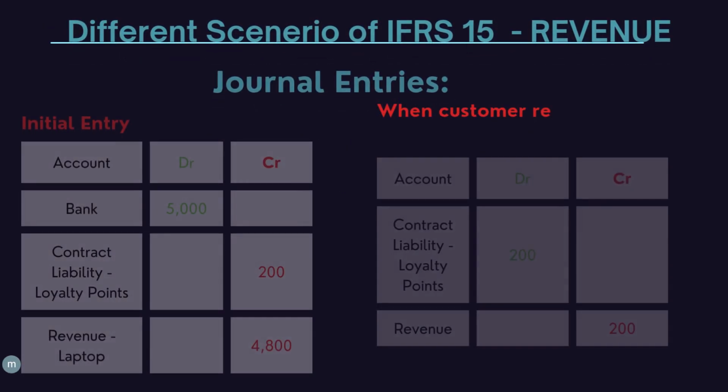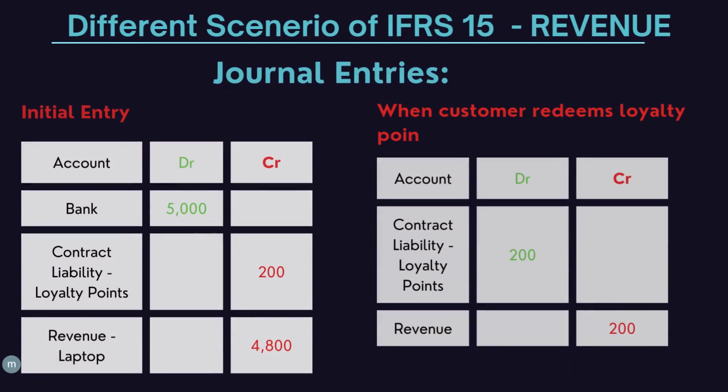So here is the catch. The company cannot record the full $5,000 as revenue right now because those loyalty points are actually like a mini promise. Like, hey customer, come back later and use this $200 to buy something else. So that $200 is a separate performance obligation. The company still owes the customer the value in the future.